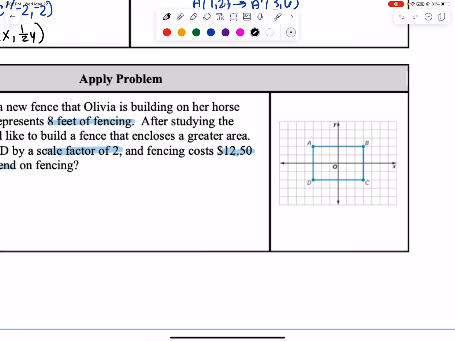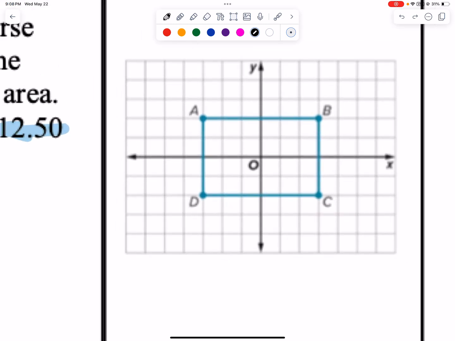So for this one we're going to dilate from the center. If we're dilating from the center, there are a couple ways to do this. I can look at how far we are from the center and dilate that way, or we can dilate from the ordered pair itself. So let's take a look at this. I'm 2 away here, I'm 3 away here.